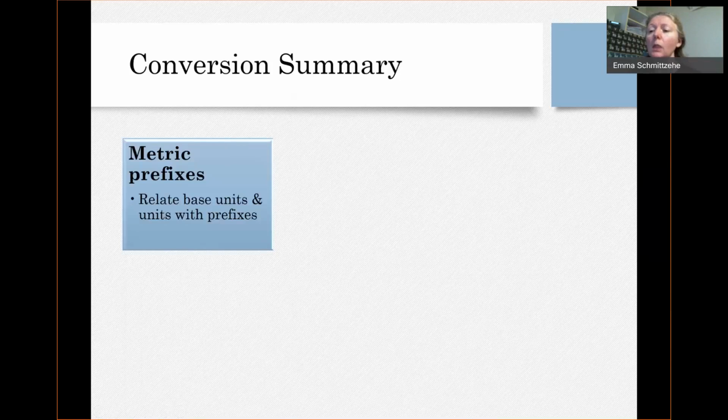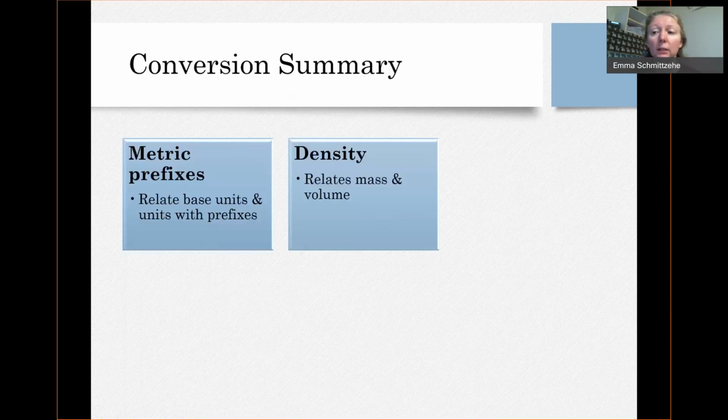Now, another basic piece of information you can utilize to do conversions is density. So density is just a ratio of the mass to the volume of some particular substance. And so you can utilize that ratio to convert either from mass to volume of that substance or from volume to mass of that substance, as long as you know the density, okay, and you know one of those two things, you can convert.